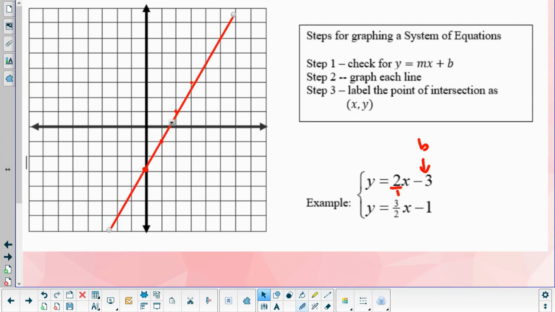All right, now we're ready to graph our second line. Okay, my second line, my y-intercept, or my b, is -1.